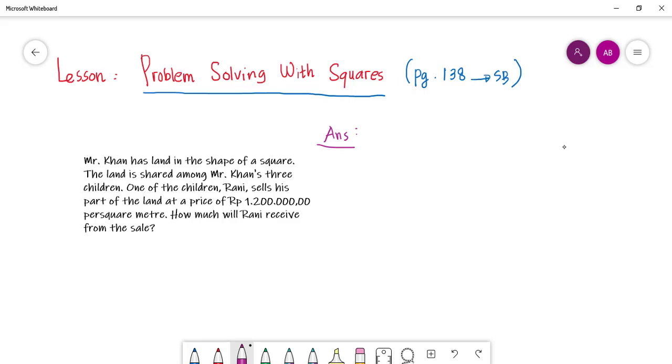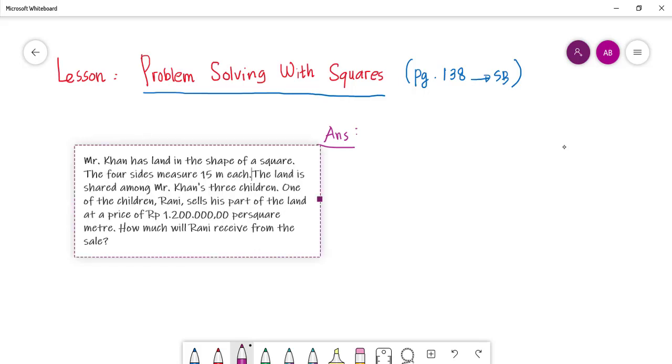Okay, first we need to know what is in our question. Mr. Khan has a land in the shape of a square. The land is shared among Mr. Khan's 3 children. Okay, kids.